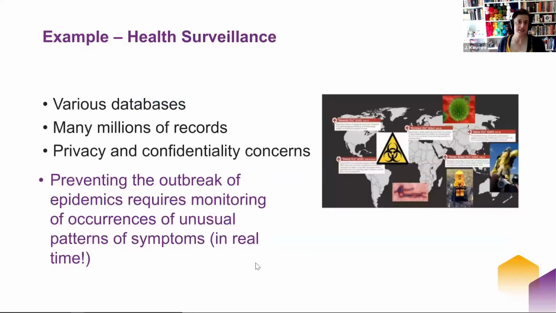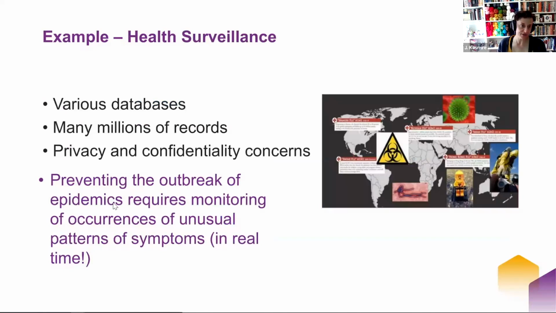Now let's look at an example. Health surveillance. Data from many different sources needs to be collected, including travel information, immigration records, for example, doctors, emergency hospital admissions, things like that.